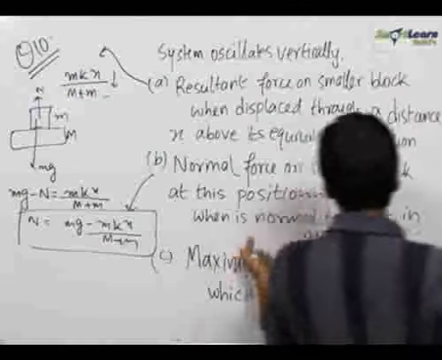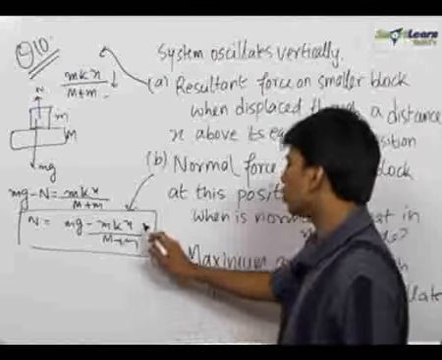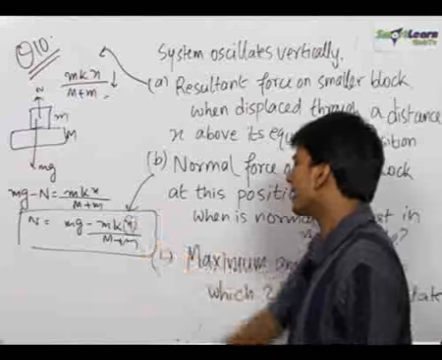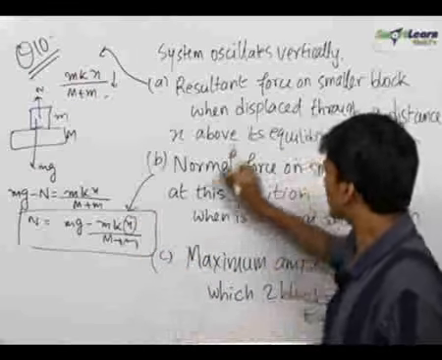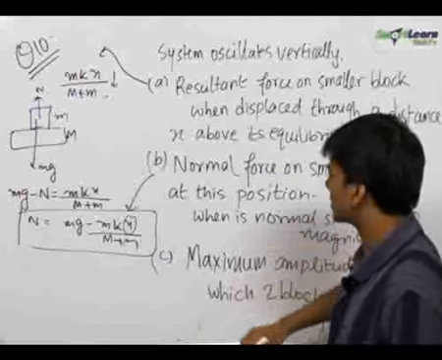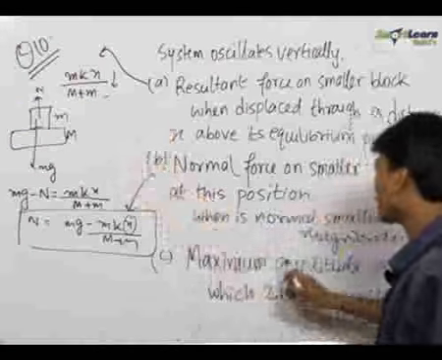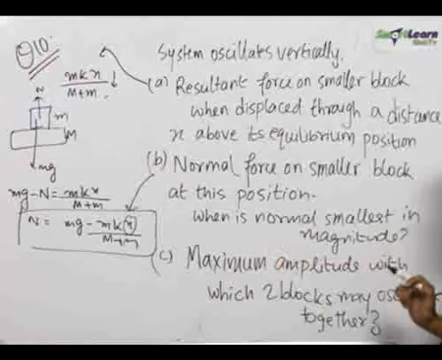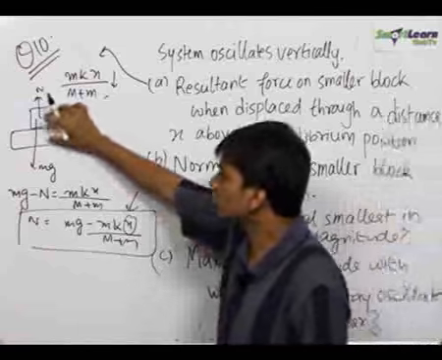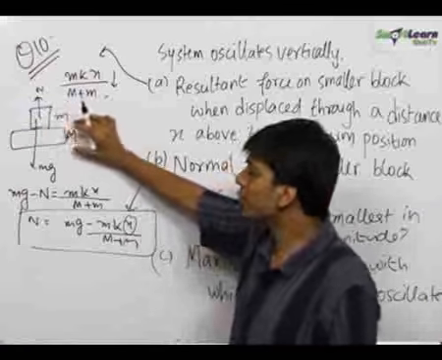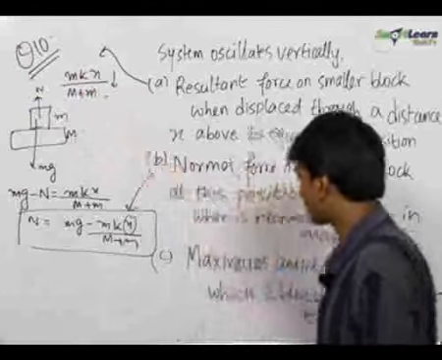Now the question is, when is the normal force smallest in magnitude? The normal force will be smallest in magnitude when this x is maximum, that is when the displacement from the equilibrium position is maximum. That will be the case when it reaches its extreme position. So we can say that the normal force will be smallest in magnitude when the two blocks reach the extreme position in the upward direction.